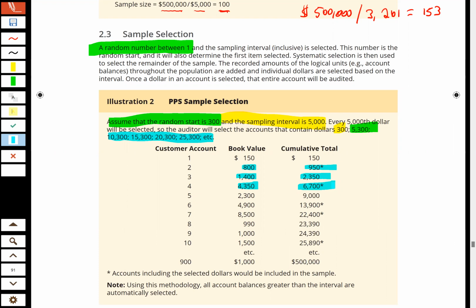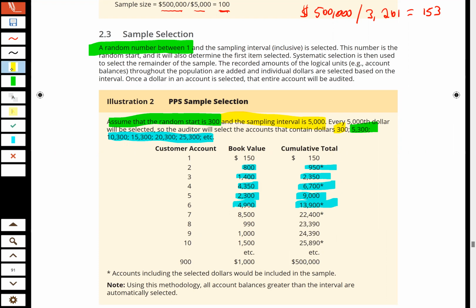Now I'm looking for the 10,300. So I go ahead and I add in that next one, got me up to 9,000, close, but not 10,300. I added the next one, 13,900 is the total. Somewhere in there, they had my 10,300, so I send a confirmation to them. Now, this is where this gets interesting.